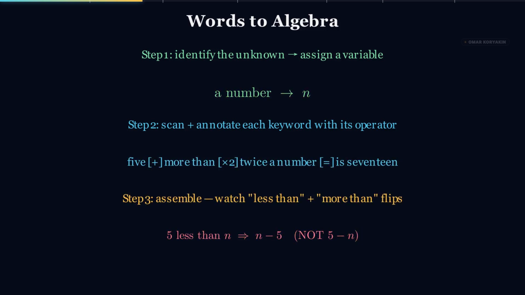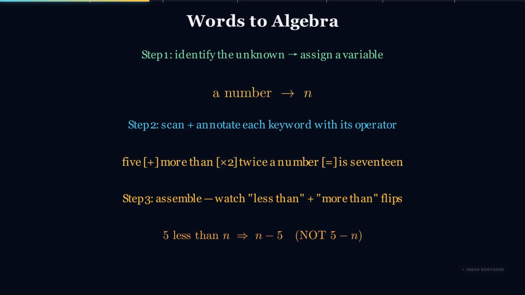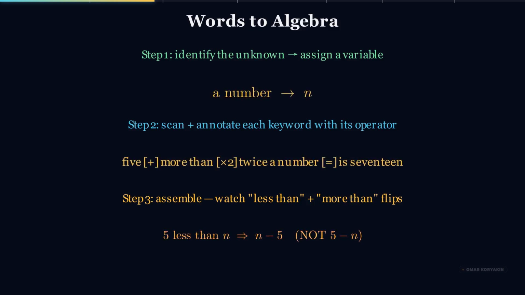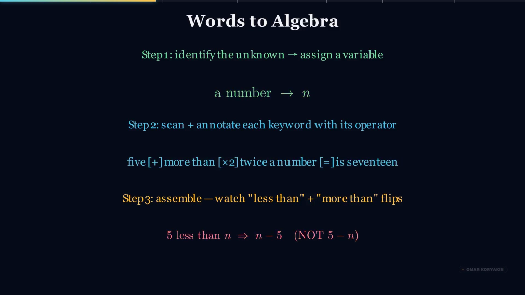Step 3. Assemble the expression using the operators in the order the keywords appear, paying special attention to the few keywords that flip the input order. Less than, more than, subtracted from, and added to all reverse the natural left to right reading. Whenever you use one of these reversers, double-check the result by reading the algebraic expression back into English to confirm it says the same thing as the original sentence.